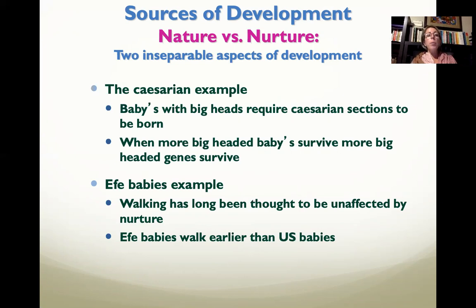But a counterexample is the FA children. FA babies walk on average about 3 months earlier than US babies. And 3 months, if we're talking about that age, 9 months versus a year on average, is huge, especially given what I said on that last slide about all of those other things that tend to come with walking, all these other changes that happen at the same time. And the question was, okay, so what's going on here?